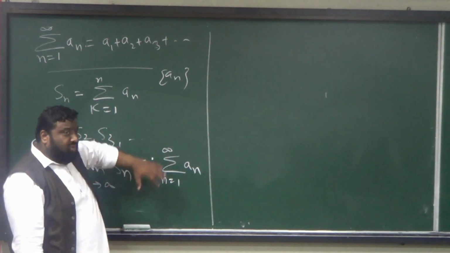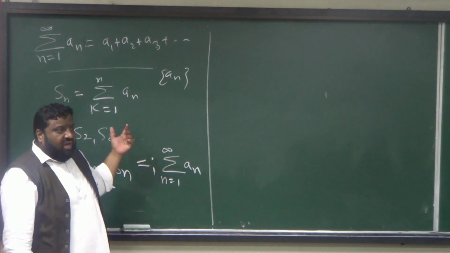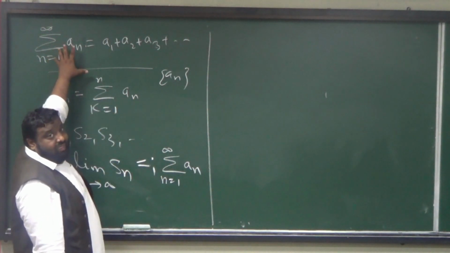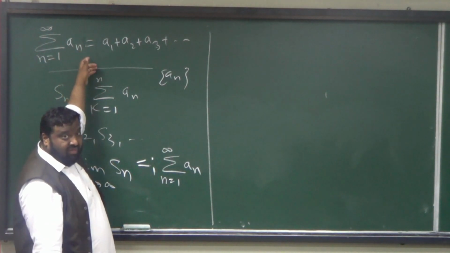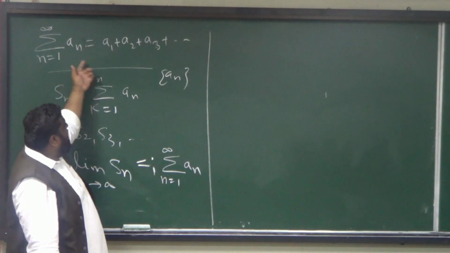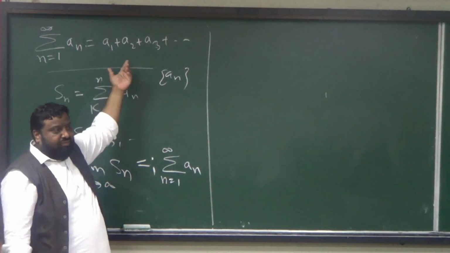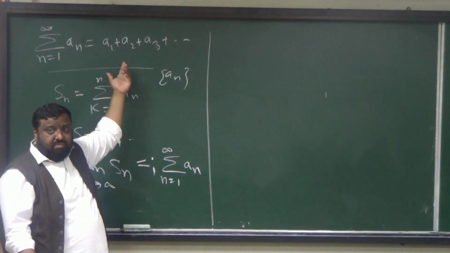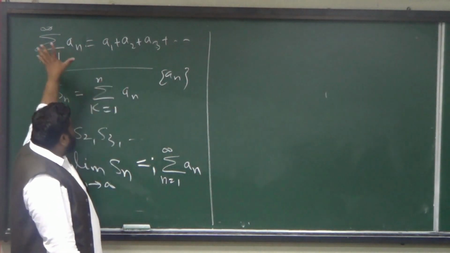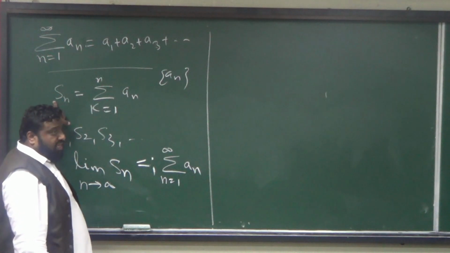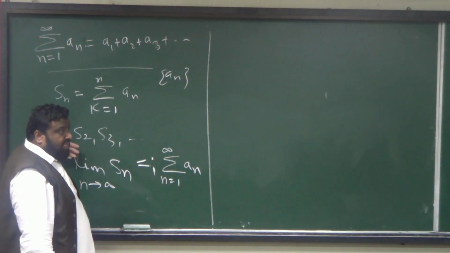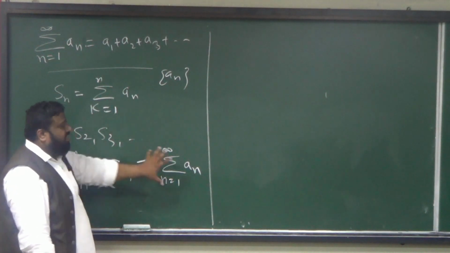So why am I doing it? I am doing it because I want to define this new object in terms of something that we have defined previously. Because you can say that we haven't defined this yet. What is the meaning of saying that you have an infinite sum of numbers? Now I'm saying that imagine you have a sequence, you take the partial sums, and the limit of the sequence of partial sums.